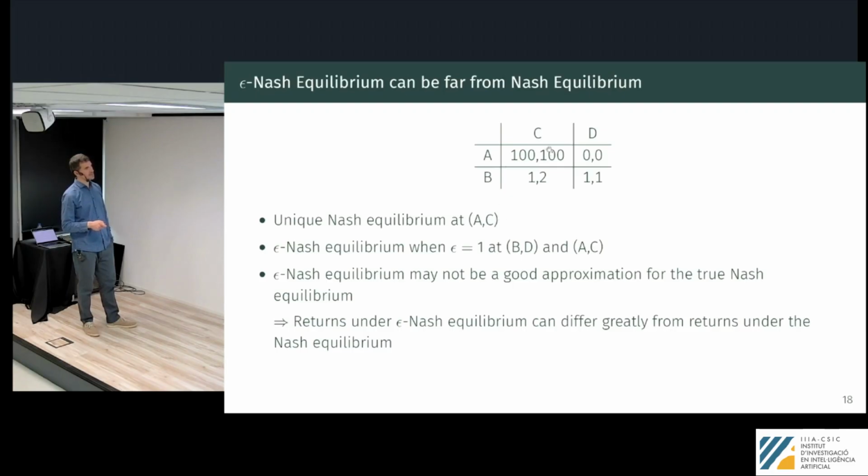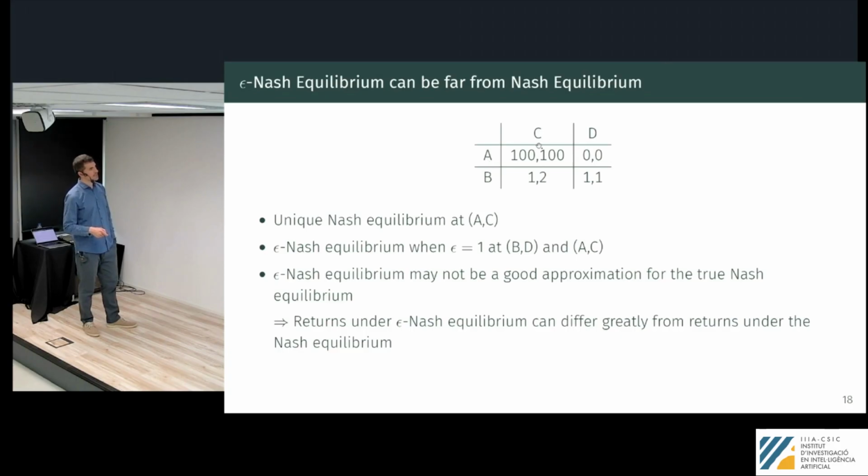So A and C. You can see already if you inspect the rows and columns, there's no point in moving away. You would always reduce your reward. But now let's say there's also an Epsilon-Nash equilibrium when we look at an epsilon value of 1. In fact, there's two deterministic ones. One is when we play B and D, and one is when we play A and C.